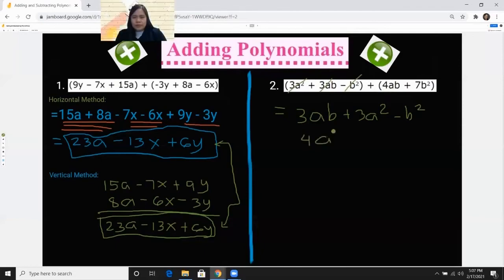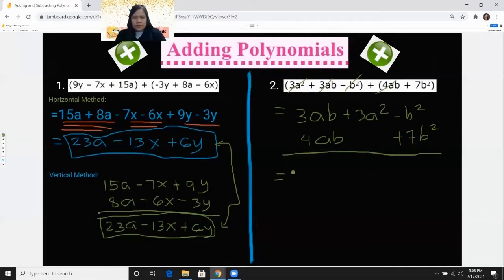I'm using the vertical method in number 2, but if you want to use the horizontal method, it's fine. Cancel it, and then b squared. Since we do not have a squared in the second group, we're going to skip it. We're going to align positive 7b squared on this side because 7b squared is a like term to negative b squared. You have the same variable and degree. There you go. So now we can combine this one.